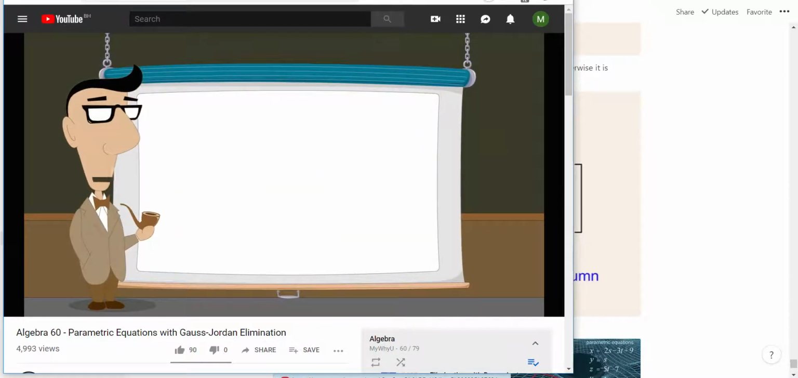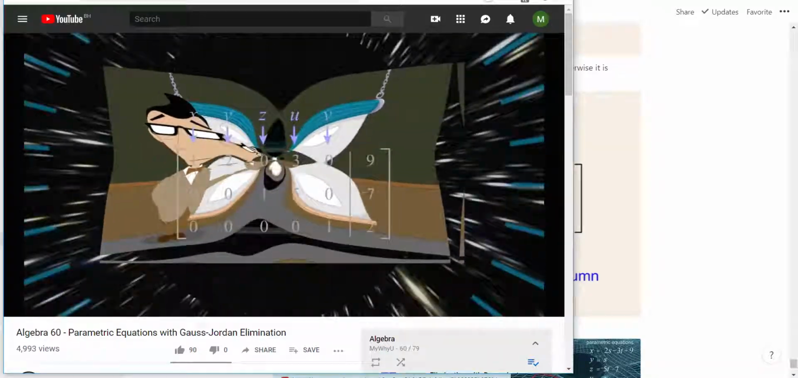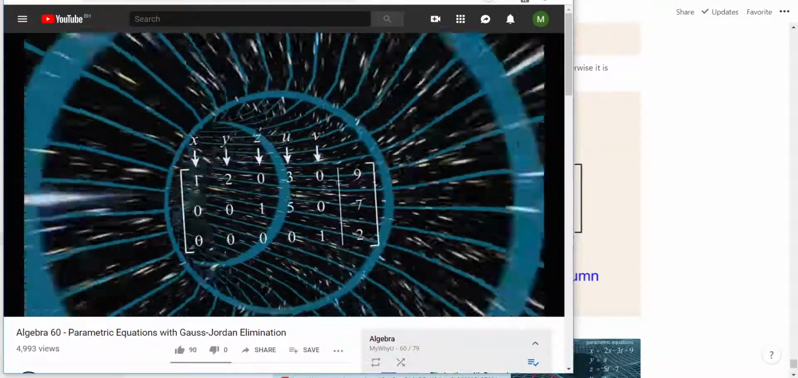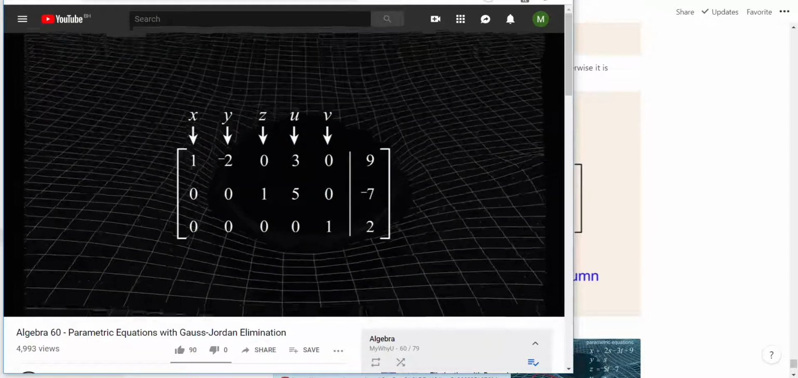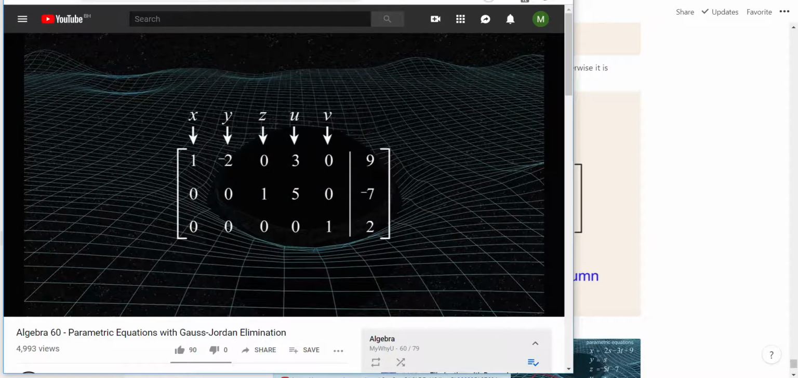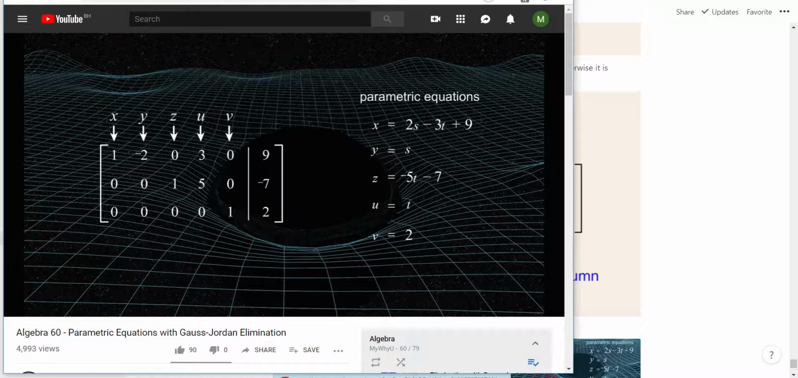In the third example, the system of equations contained five variables, and so graphing this system would require 5 dimensions. Not a very practical task in this universe. However, because the system had 2 free variables, the parametric representation of the solution set still required only 2 parameters, which we once again called s and t.